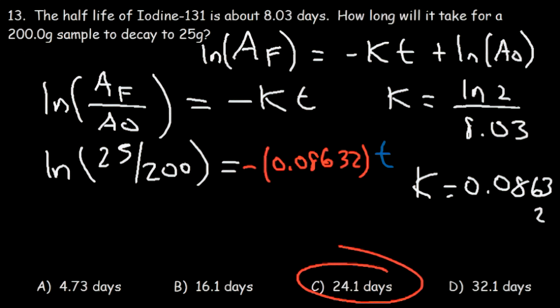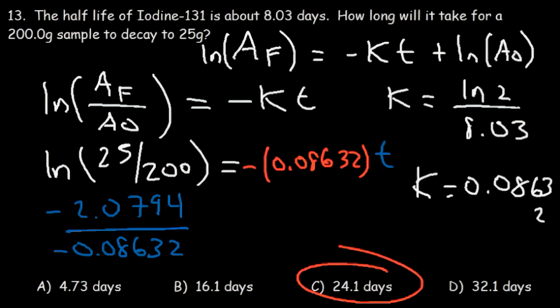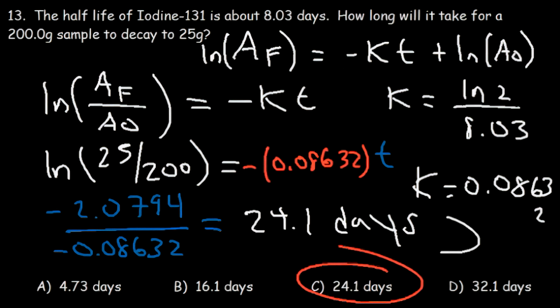So now we need to solve for T. ln 25 divided by 200 is about negative 2.0794. And if you take that number and divide it by negative 0.08632, you should get the value for T. And you should get about the same answer, which is 24.1 days. So C is the right answer.